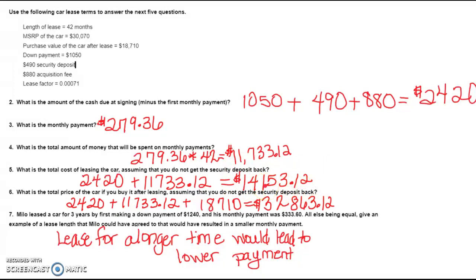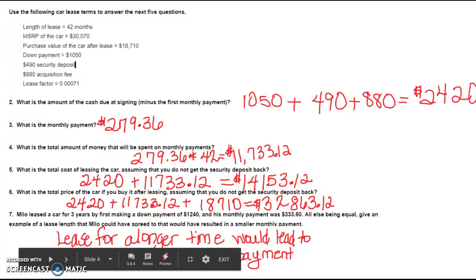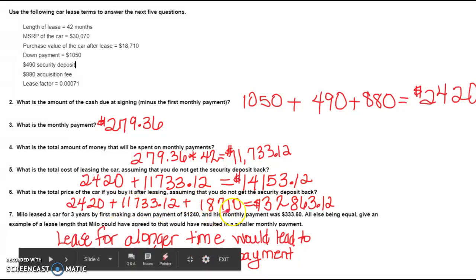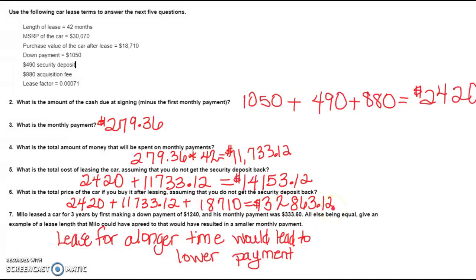gives us a total of $14,153.12. What is the total price of the car if we bought it after leasing? We would then add in that $18,710, the purchase value of the car after the lease, to give us a total price of the car, $32,863.12.